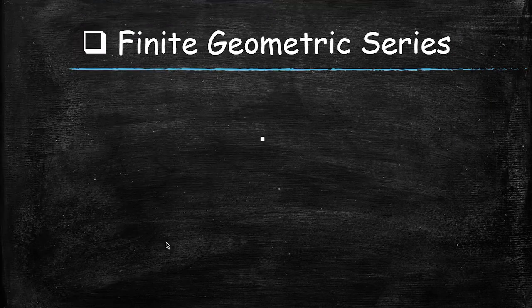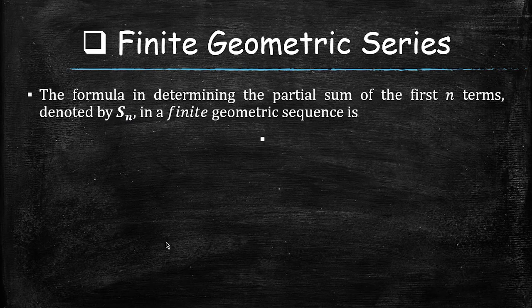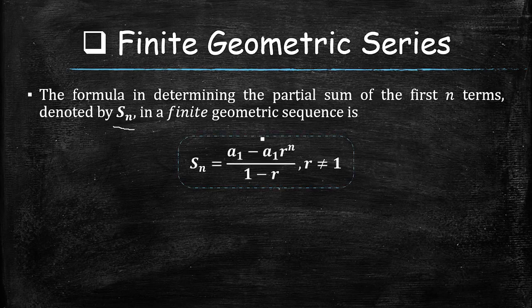Okay, the first type, finite geometric series. The formula in determining the partial sum of the first n terms denoted by s of n in a finite geometric series is s of n is equals to a sub 1 minus a sub 1 times r raised to n divided by 1 minus r. R is not equal to 1. So this one, class, is the first formula. Again, this is the first formula.